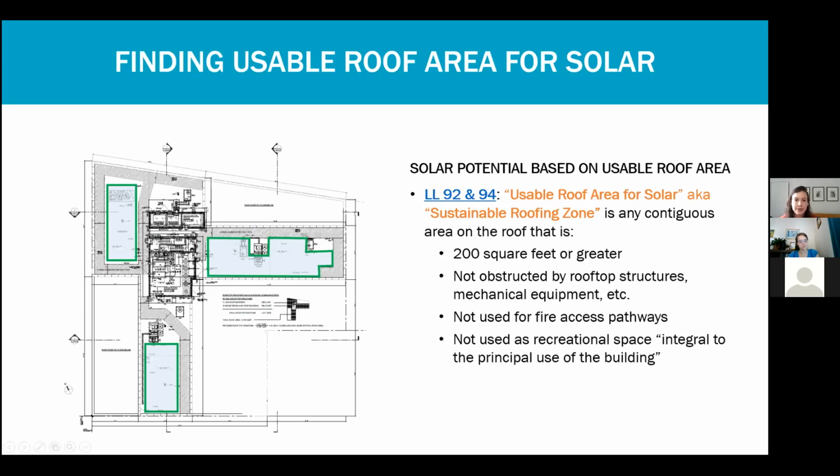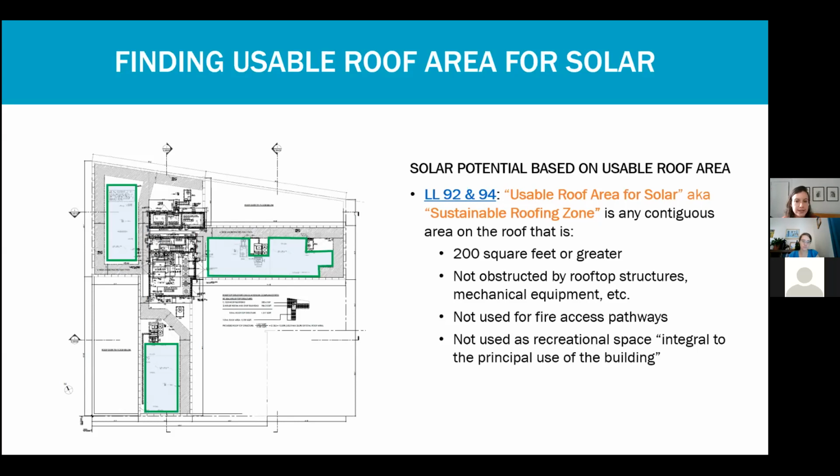The local law 92 and 94 defines usable roof area, or sustainable roofing zone, as any contiguous area on the roof that is 200 square feet or greater, that's not obstructed by rooftop structures or mechanicals, and not used for fire pathways and not used as recreation space. To demonstrate this area, you can just simply sketch boxes over your roof plan. And just note that if you're doing a canopy system, that's going to have a different roof area because it can be raised over fire paths.